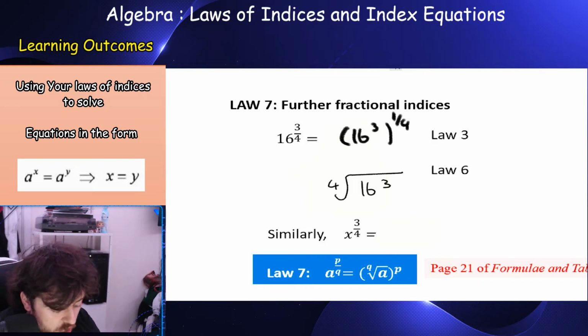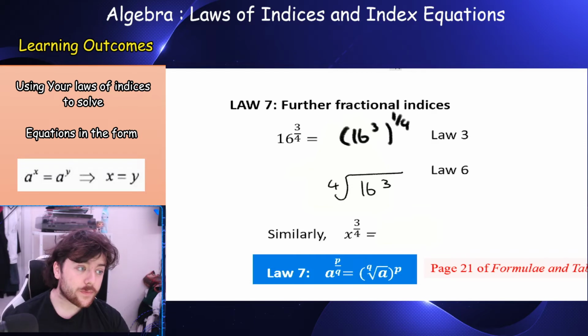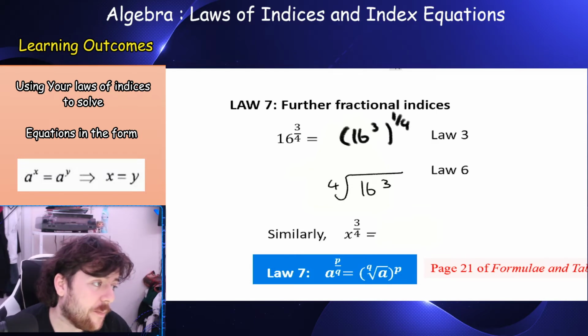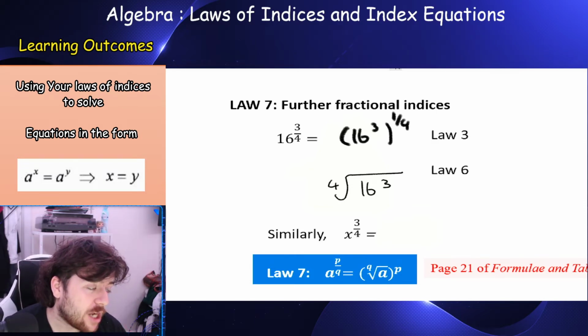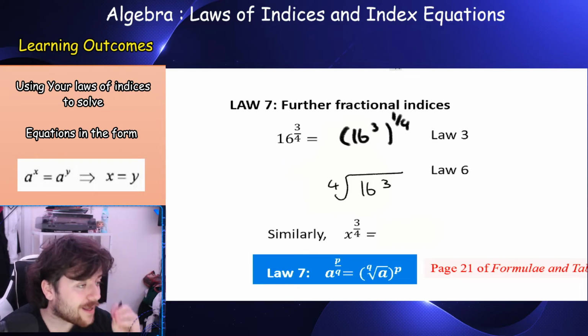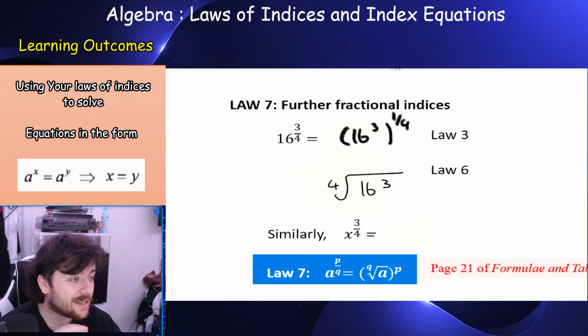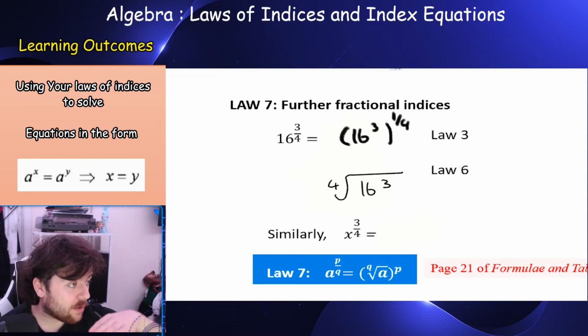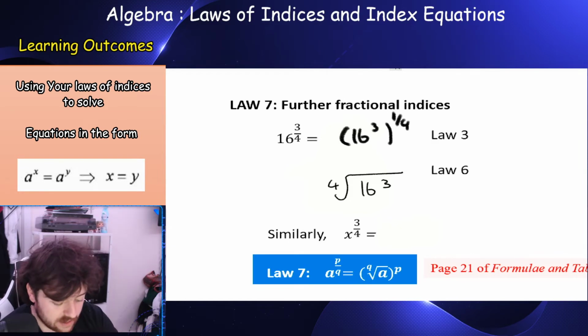So just know, if you deal with a power that is a fraction, you put the numerator on the inside of the root, and you put the denominator, the number below the line, outside the root. So see here, that's going outside, and this is going inside. So the general rule is that.